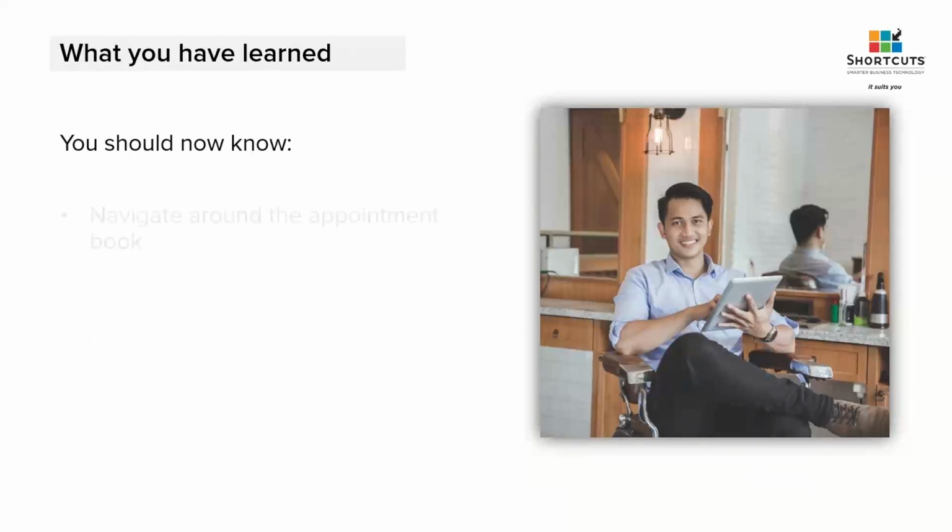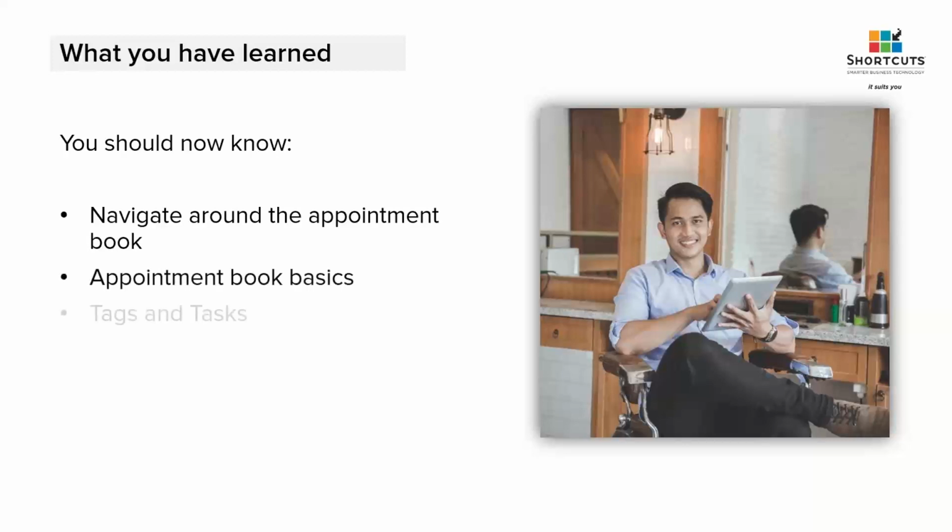So that is an overview of the appointment book. Some of the things that are different in version 8 of Shortcuts, but the majority of which you can still do in version 7 of Shortcuts, Shortcuts Fusion. So you should now know how to navigate the appointment book, some of the basics of making appointments, moving appointments, how to work with tags and tasks, and of course, accessing the cloud appointment book.